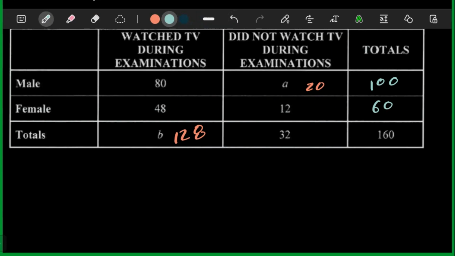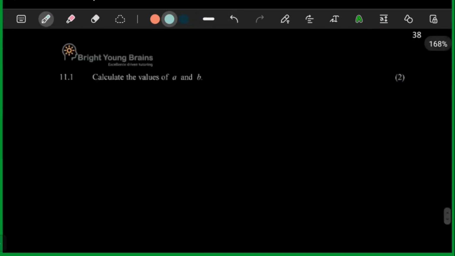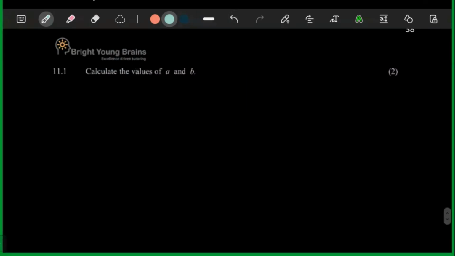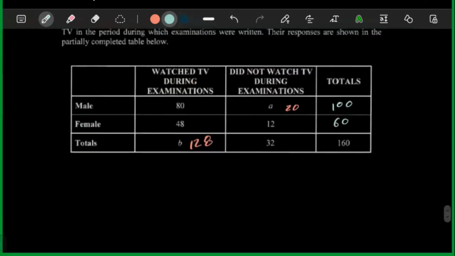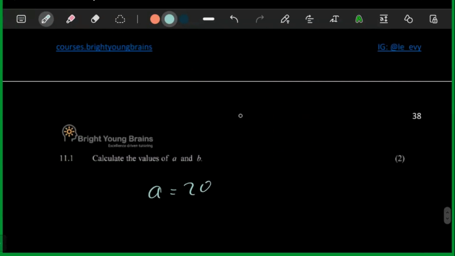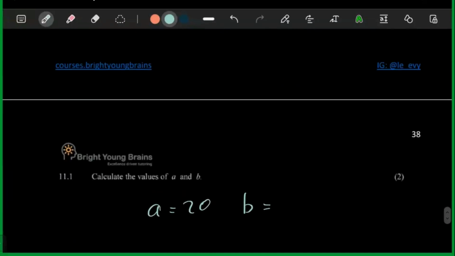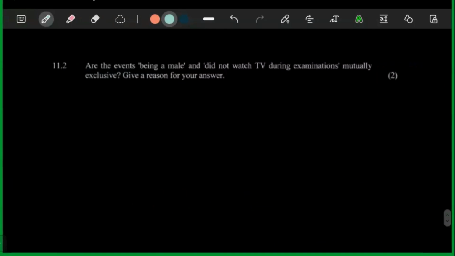Now, with all this being said, 11.1, we answered. We said A is equal to 20, and then B is equal to 128. So 11.2 says, are the events being male and did not watch TV mutually exclusive? Give a reason for your answer.